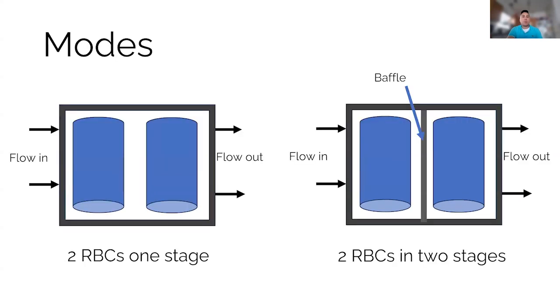So again, this is showing how the RBCs can be split up. You can either have two in the same reactor, or you can split them up with a baffle. And this can create some BOD removal in the first RBC and more nitrification in the second one. And this also prevents short circuiting, like we talked about.